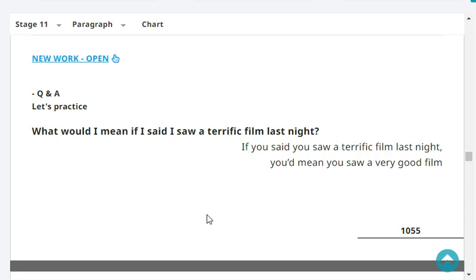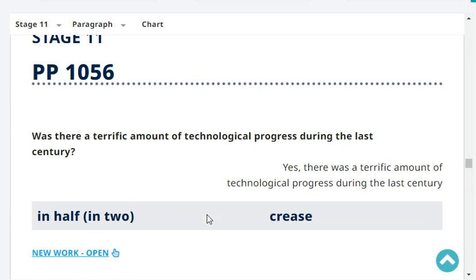If you said you saw a terrific film last night, you'd mean you saw a very good film. Very good. Was there a terrific amount of technological progress during the last century? Yes, there was a terrific amount of technological progress during the last century.